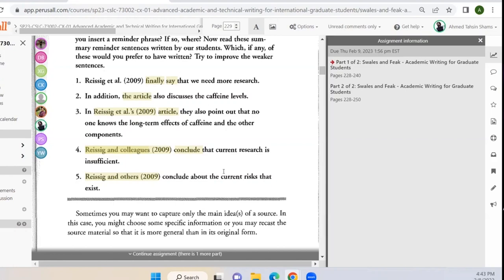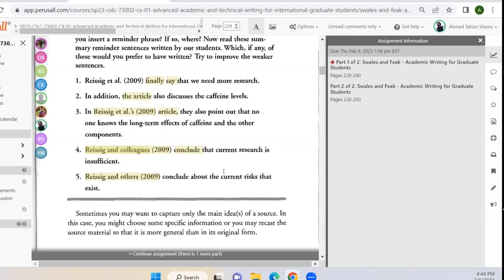Same here, conclude that current research is insufficient. Here also, it's an incomplete sentence, by the way. What's the current research you should mention when you're citing in this way? We do not know anything. What's the conclusion or what the current research is? The sentence is ambiguous here. Make sense? And definitely, I already talked about the way you cite, so I'm not going to repeat that.